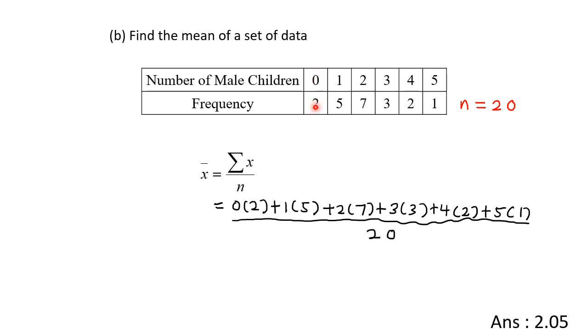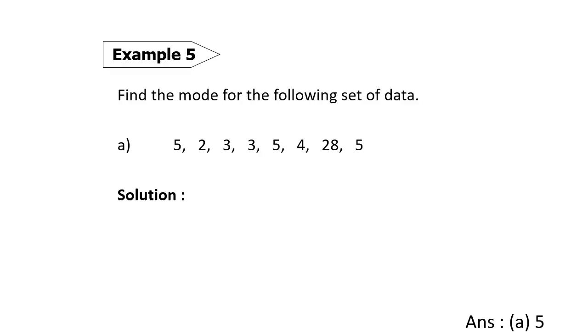So 0 multiplied by 2 plus 0 multiplied by 5 plus 2 multiplied by 7 plus 3 multiplied by 3 and so on until 5 multiplied with 1. Okay, over here. And then we divide with 20. Right? So press your calculator and you get the answer 2.05, the median. Sorry, the mean. S bar is for mean. Right. So next, example 5.